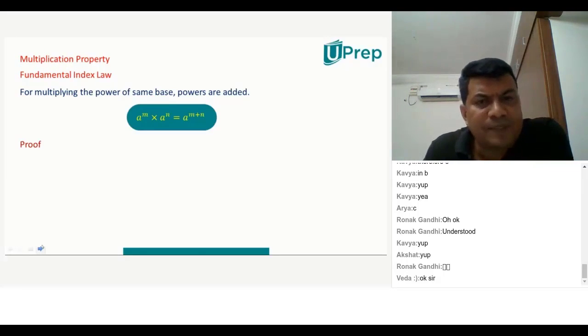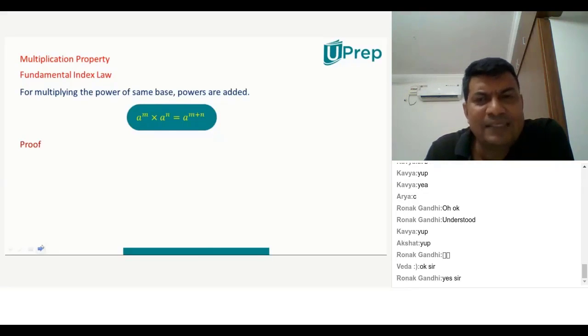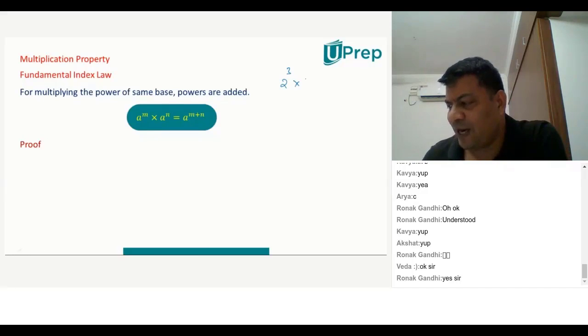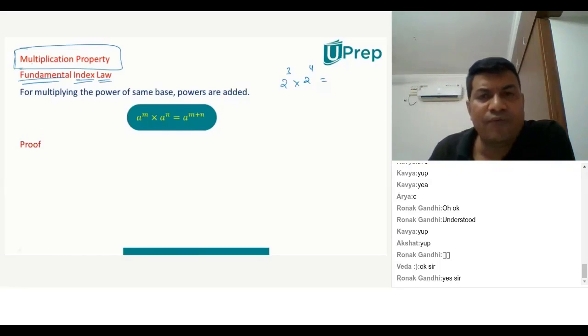Now, multiplicative property. For multiplying the powers of the same base, powers are added. So a power m into a power n is a to the power of m plus n. Now, this is something that we have learned in school already. If you want to understand it in a basic way, say we have 2 to the power of 3 multiplied with 2 to the power of 4. What this rule is telling you is the fundamental index law, also known as the multiplication property of indexes.